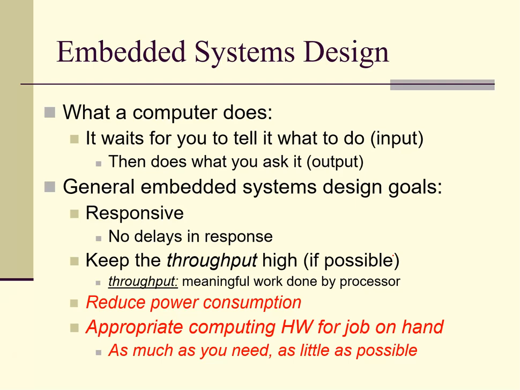Generally speaking, I want to get the throughput high on this thing, meaning I want the processor to always be doing meaningful stuff, which means having a high throughput. Now, sometimes that's not possible, but when it is possible, I want the processor to be doing important things. So reduced power consumption is always a consideration, which is common with interrupts.